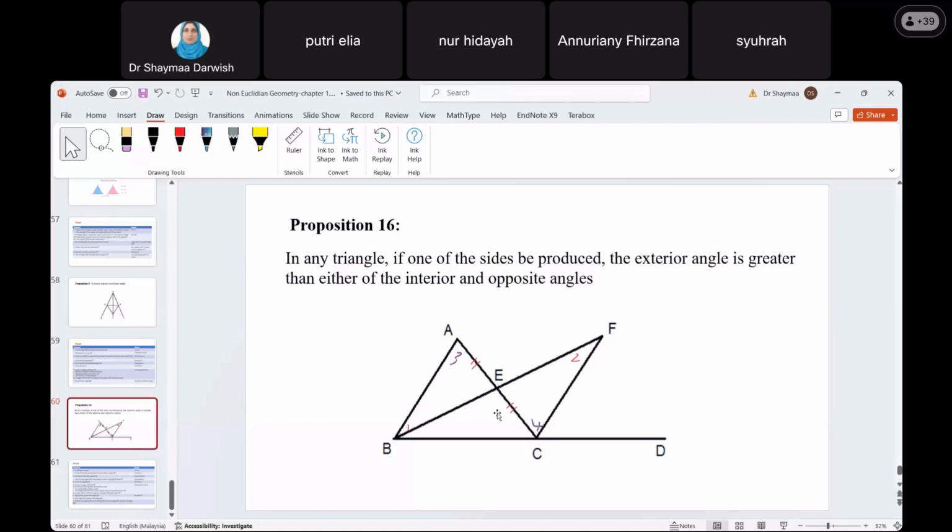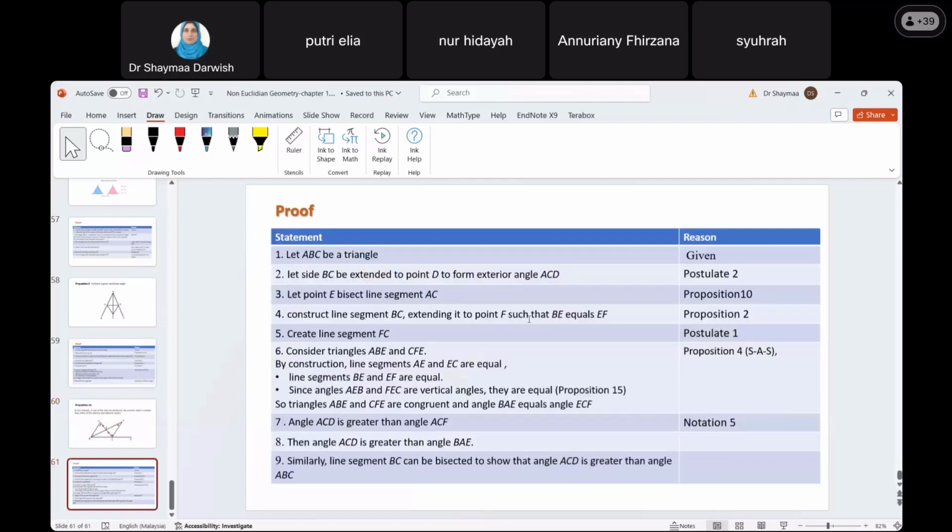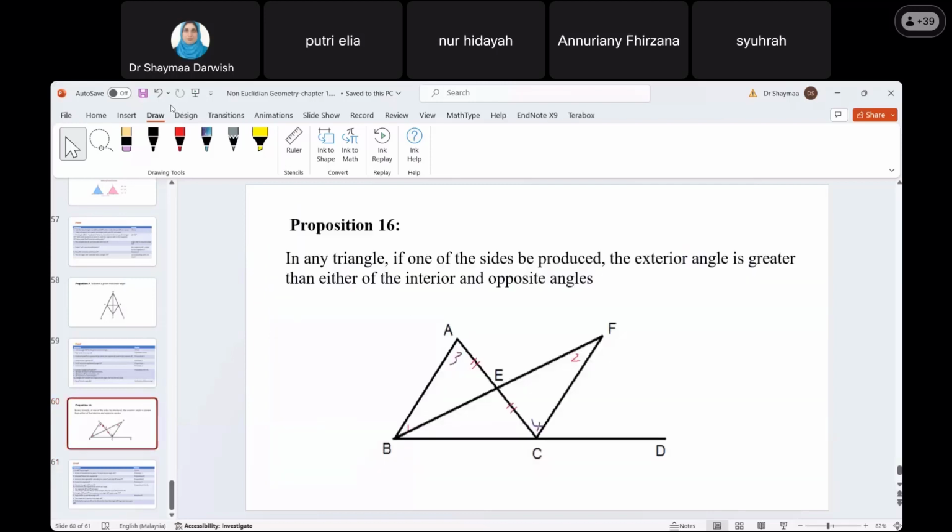We have AE equal to EC, and we have this angle equal to this angle by vertical angles. And we extend E until we have EF equal to BE. This is by construction. We extend this one equal to this one. We extend until point F such that EF equal to BE.